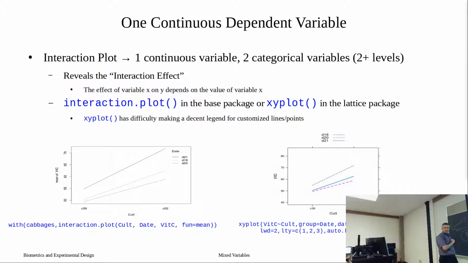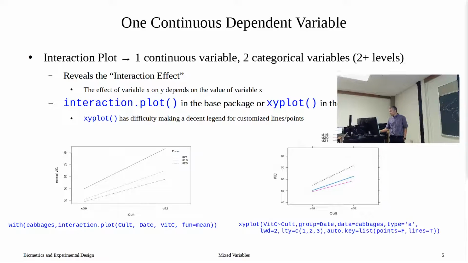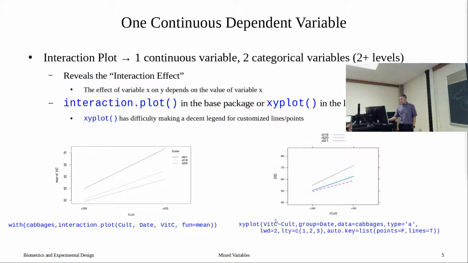Switch the order to do that. With the lattice package, I think it's a little bit easier because we write it as a formula, where we're plotting vitamin C as a function of cultivar, and then we add a grouping variable to say, okay, we're going to plot this relationship, but we're going to do that plot based on our planting date. There's our data, it's cabbages, all right? And then we have to add all this extra stuff.